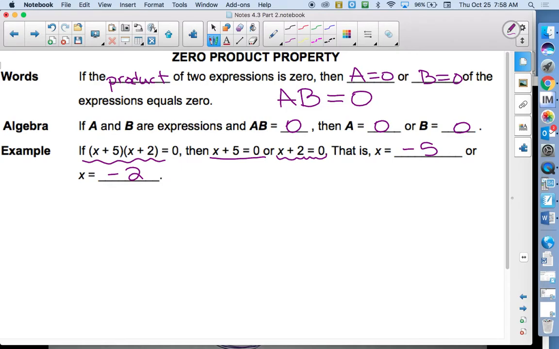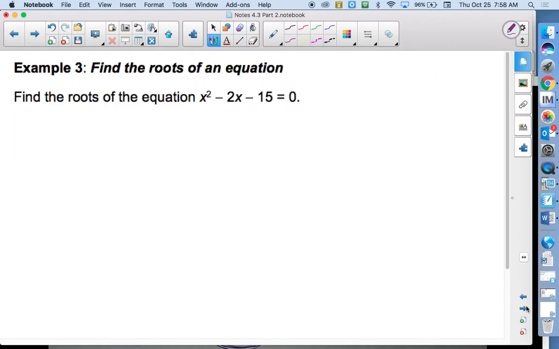Zero product property. So the example underneath says find the roots of the equation, which means to solve. So find the roots is another way of saying solve for x. Don't let the directions confuse you. How do you solve for x? We have x squared minus 2x minus 15 equals 0. How do we find x?